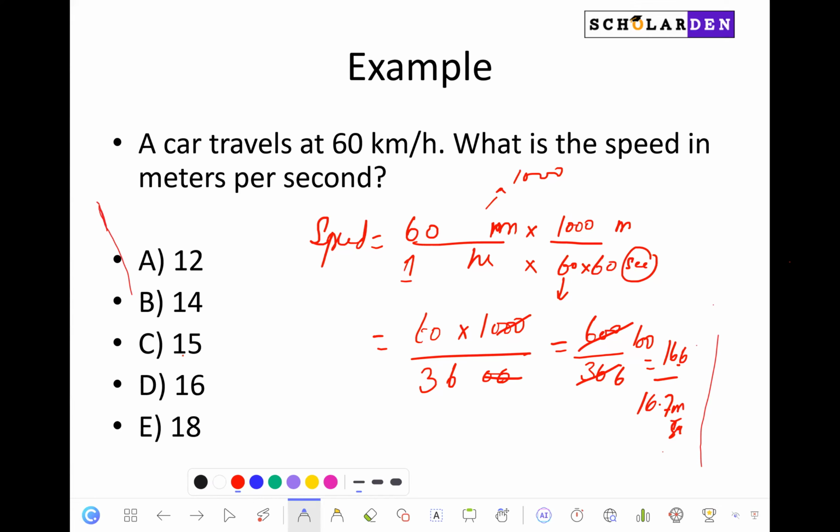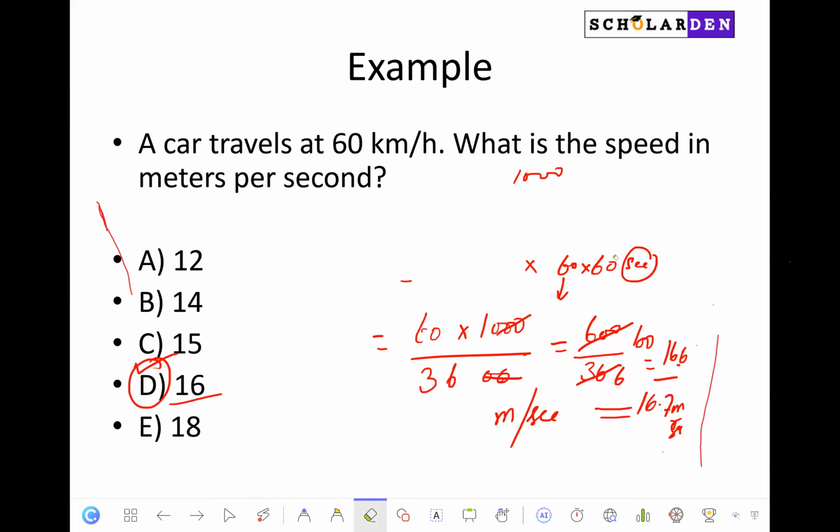Okay, but the answers over here are provided as integers. So what we're going to do is find the nearest integer to that, which is option D. Option D is the nearest integer to the exact answer, which is 16.7. And so now we're going to select 16. We have checked for the units, and the units that we have calculated are meters per second. Okay, so I hope that this is clear.